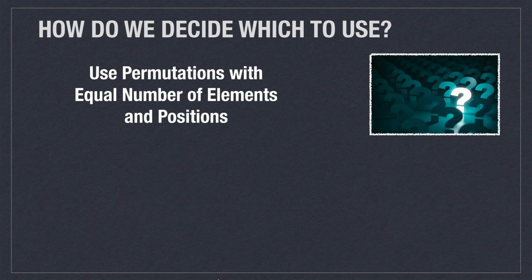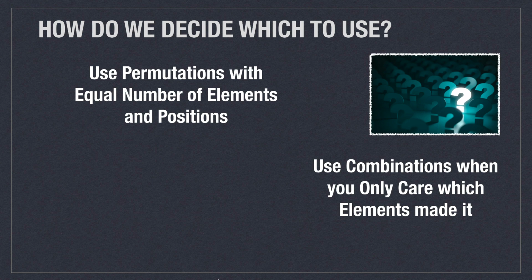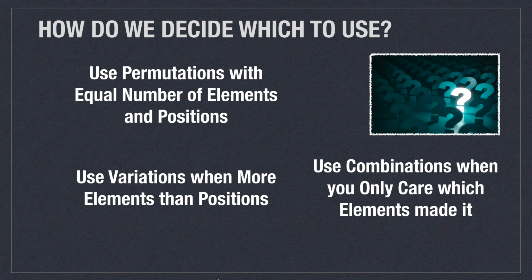Now, very often you will come to the question of exactly which should we use. Well, basically, permutations are going to be used with an equal number of elements as well as positions. Combinations are going to be used when you only care which elements made it. And variations are going to be used when there are more elements than you have positions.